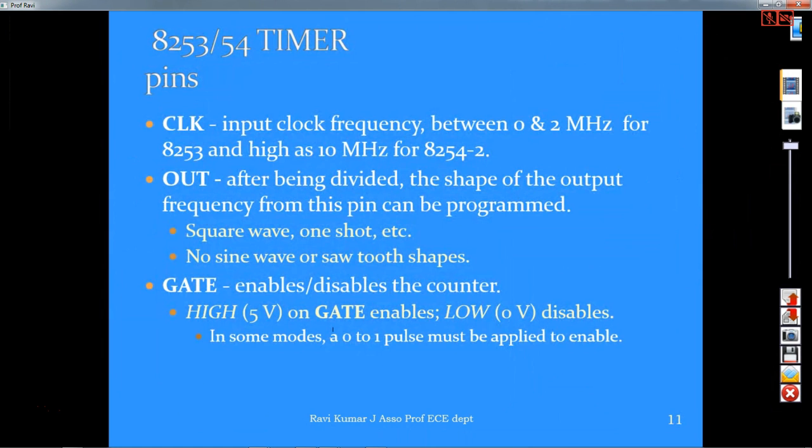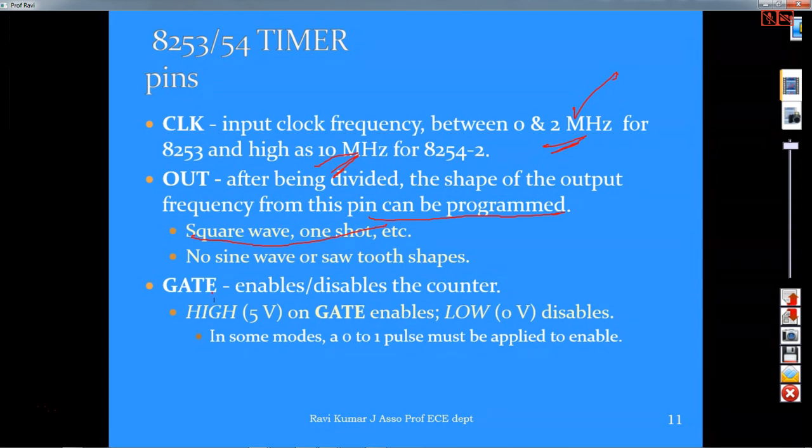The clock input frequencies you can give between 0 to 2 megahertz for 8253 and 0 to 10 megahertz for 8254. This is the reference. 8253 means the clock you can give up to 2 megahertz only, but 8254 you can give up to 10 megahertz. And the OUT, after being divided, the shape of the output frequency from this pin can be programmed. Square wave or one shot and all you can get from this OUT.